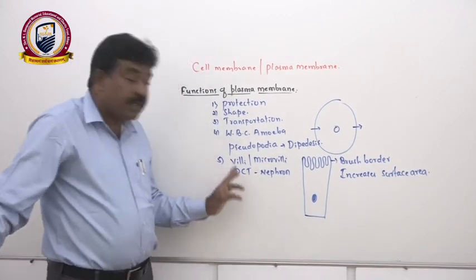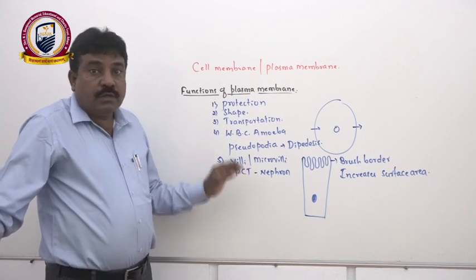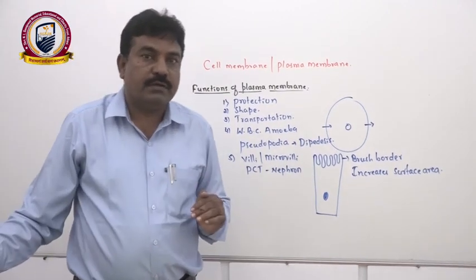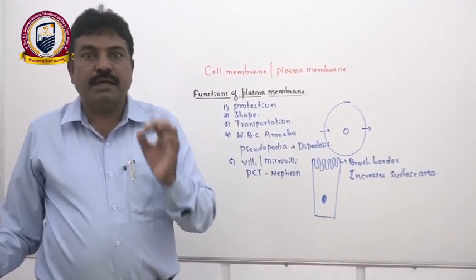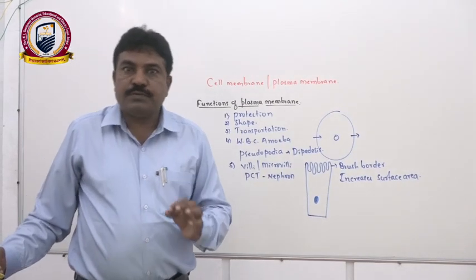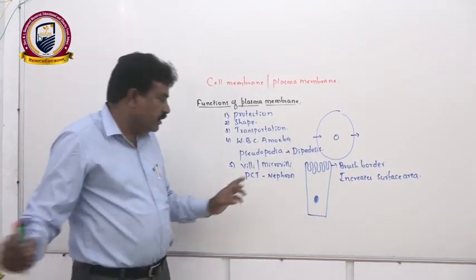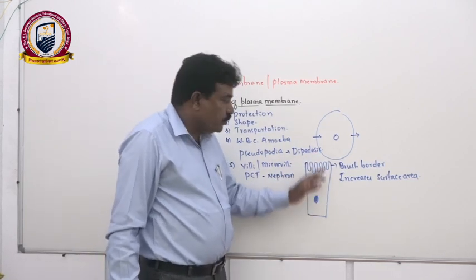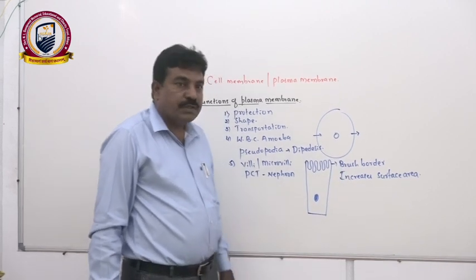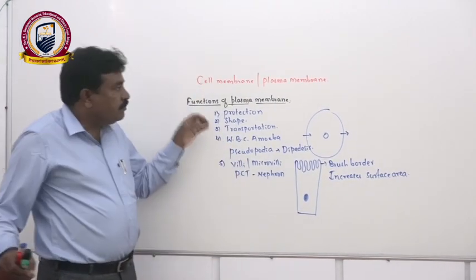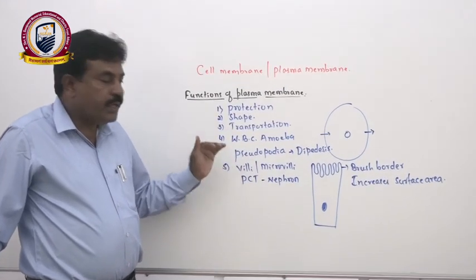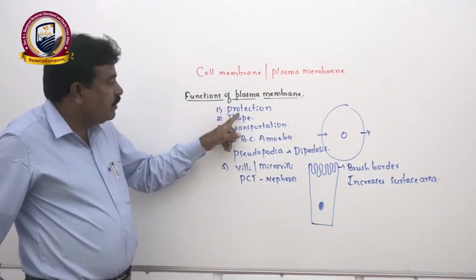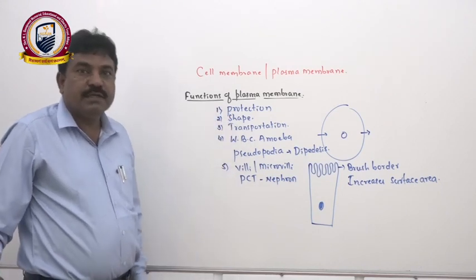Whereas in the proximal convoluted tubule of the nephron, where useful material is reabsorbed from the outgoing urine, we call it tubular reabsorption. During tubular reabsorption, to enhance the surface area, there is a special tissue, columnar epithelium, which also shows brush borders. In such a way, the plasma membrane plays an important role in different organisms, along with its main role of protection and giving a definite shape to the cell.